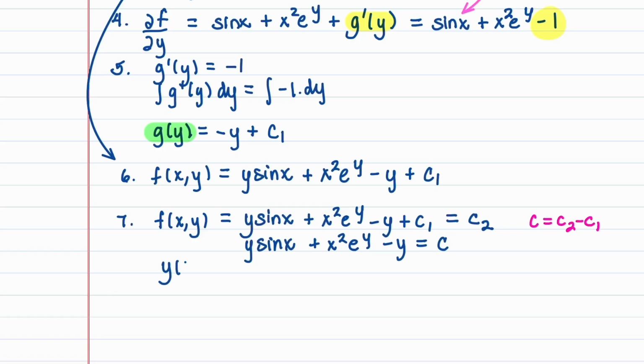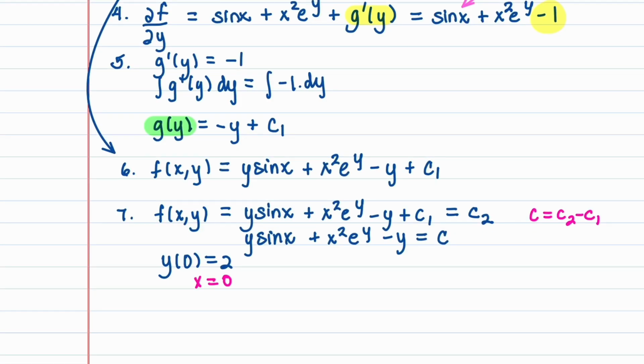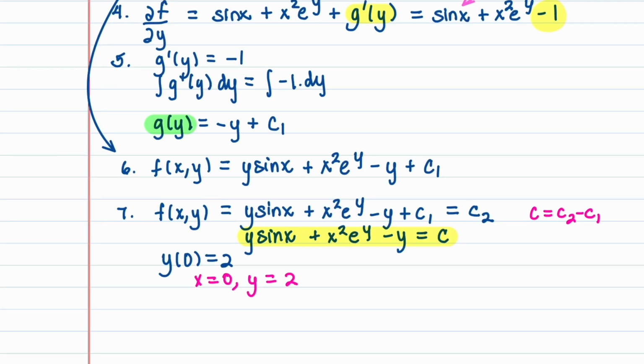We were given that y of 0 is equal to 2. That means that when x is equal to 0, y is equal to 2. We're going to take this equation right here and we're going to substitute in both of those values. This gives us 2 times sine of 0 plus 0 squared times e squared minus 2 is equal to c. And we need to find c. Sine of 0 is 0. Our next term is 0. So this just gives us that c is equal to minus 2.